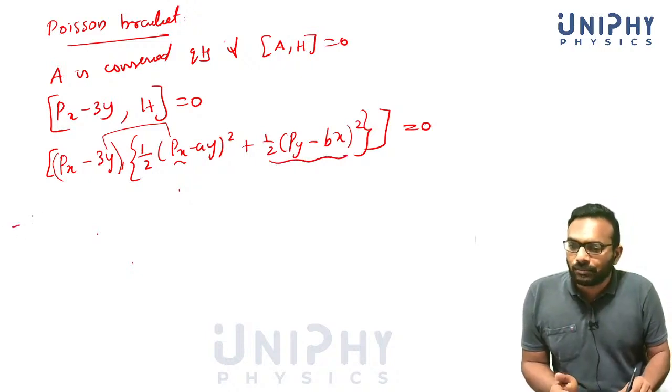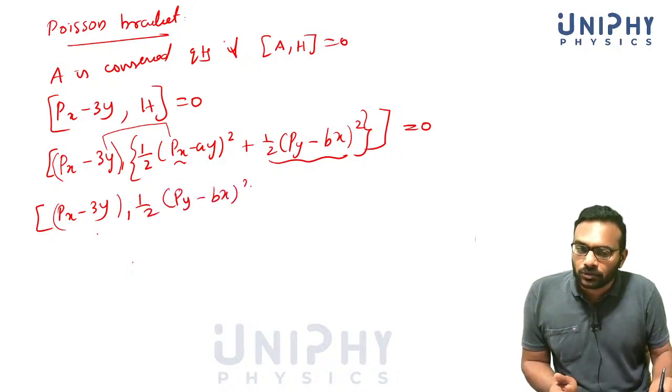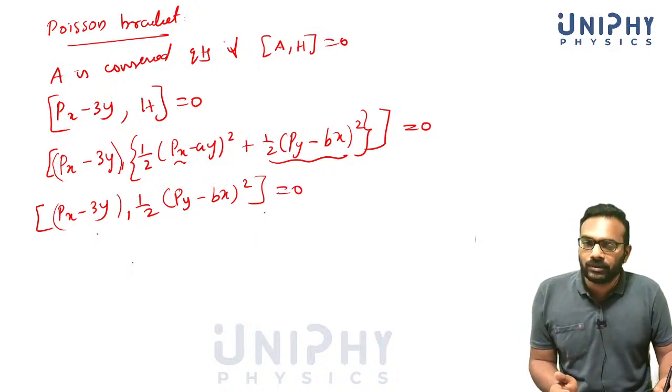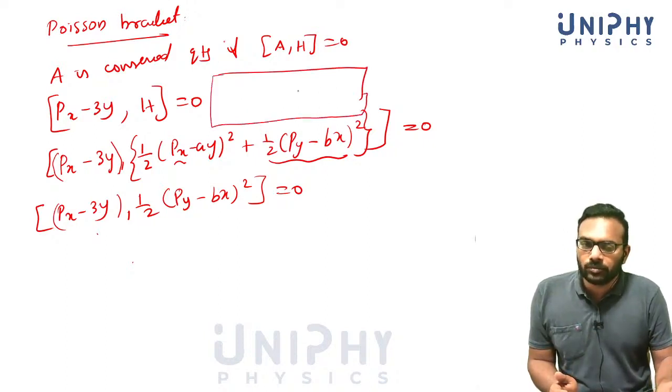So we immediately make the simplification: px minus 3y, comma, half py minus bx square, is equal to 0. Just by inspection, we made this immediate simplification. Now we can see a nice result here using the properties of Poisson brackets. If you don't remember, you can always derive these things. What is u with v square? This is basically u with vv. So that is u comma v multiplied by v plus v multiplied by u comma v.